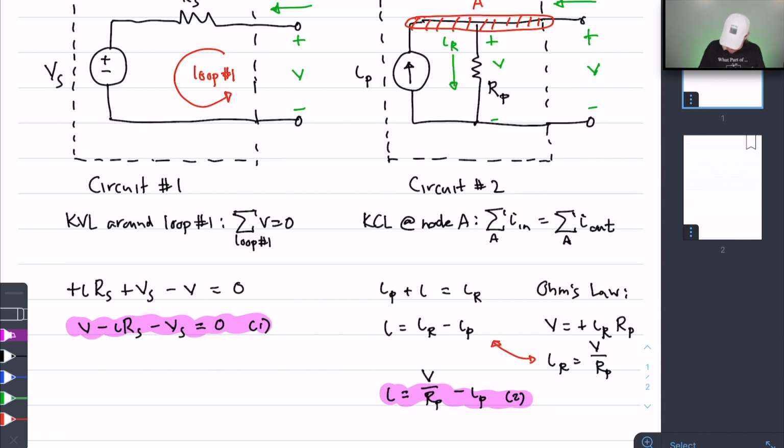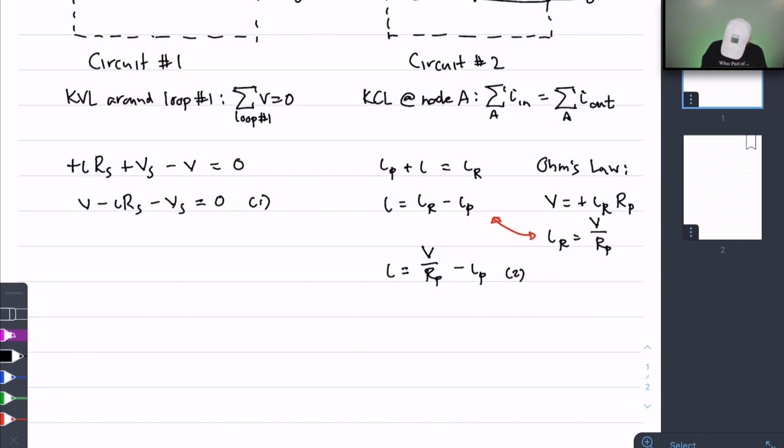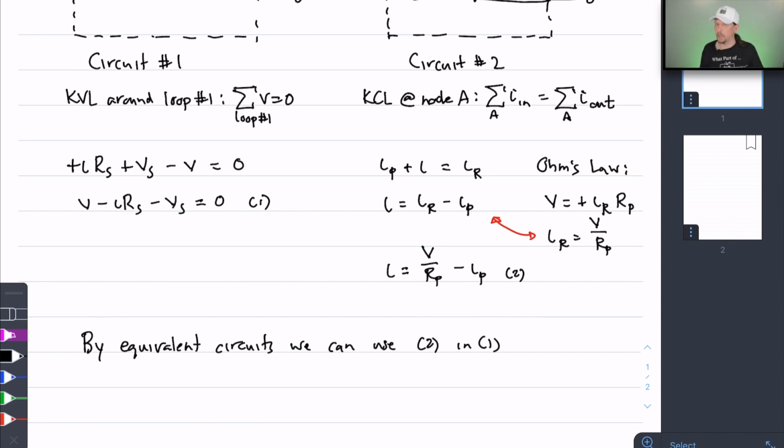Right? So here, by equivalent circuits, we can use 2 in 1 and just literally directly plug it in.